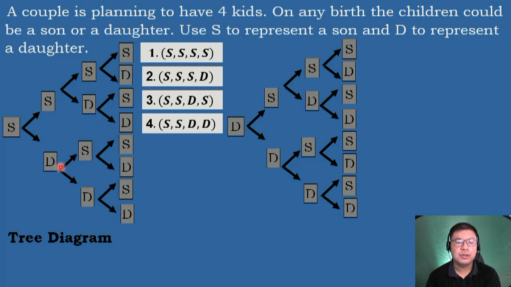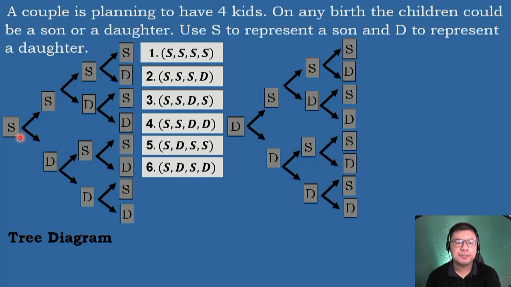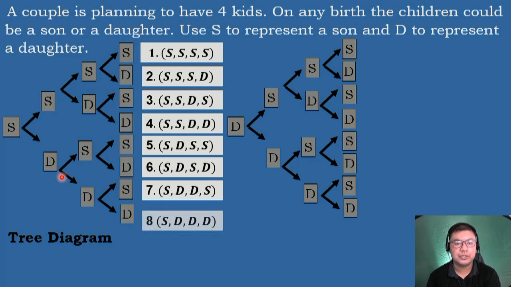And then on the fifth one, it can be son, daughter, son, son. And then on the sixth possible outcome, it can be son, daughter, son, daughter. And then on the seventh possible outcome, it can be son, daughter, daughter, and then son. On the eighth possible outcome, son, daughter, daughter, daughter.